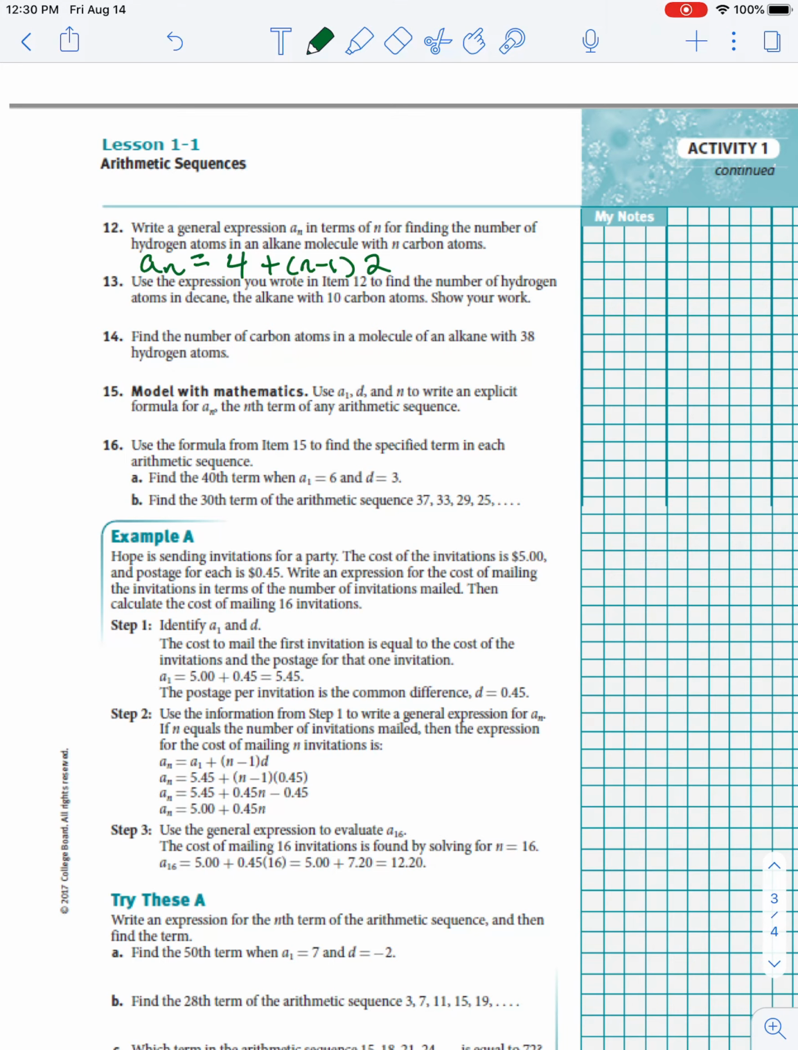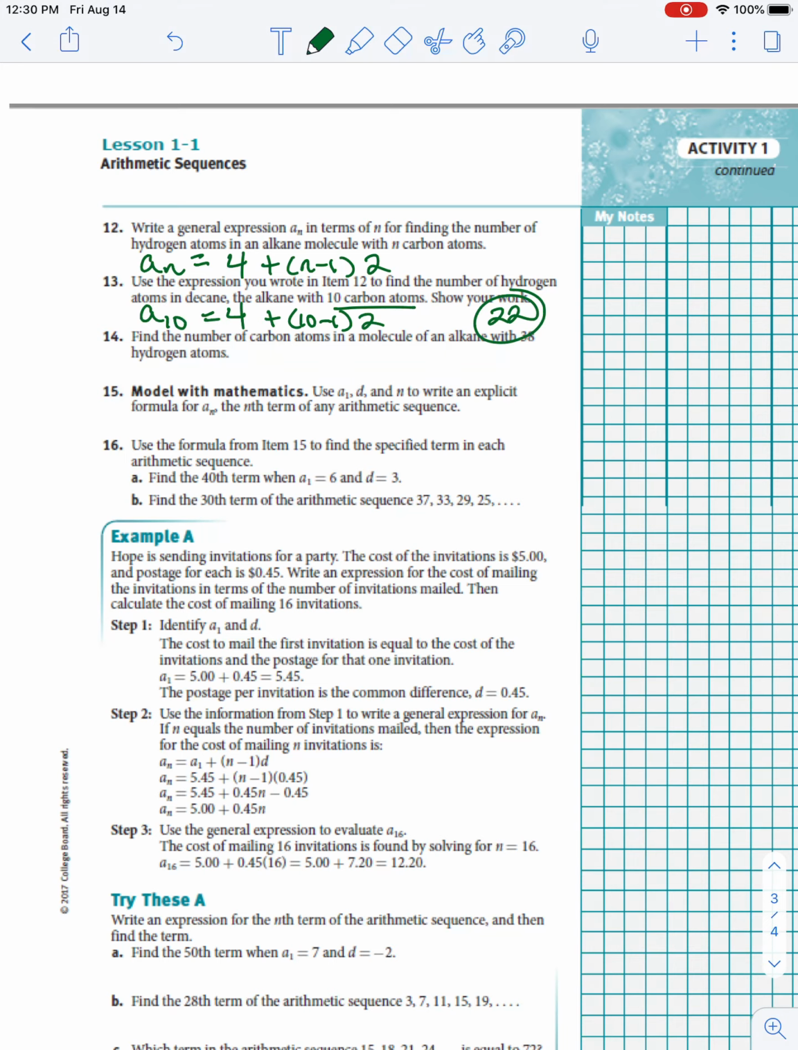So if we want to do that 10th term like we had in that last row, we want to find 10 carbon atoms. If I'm looking for a sub 10, remember I did the first term 4, but then I did 9. That was 10 minus 1 times 2, which is 18 plus 4. That gave us that 22 that we found.